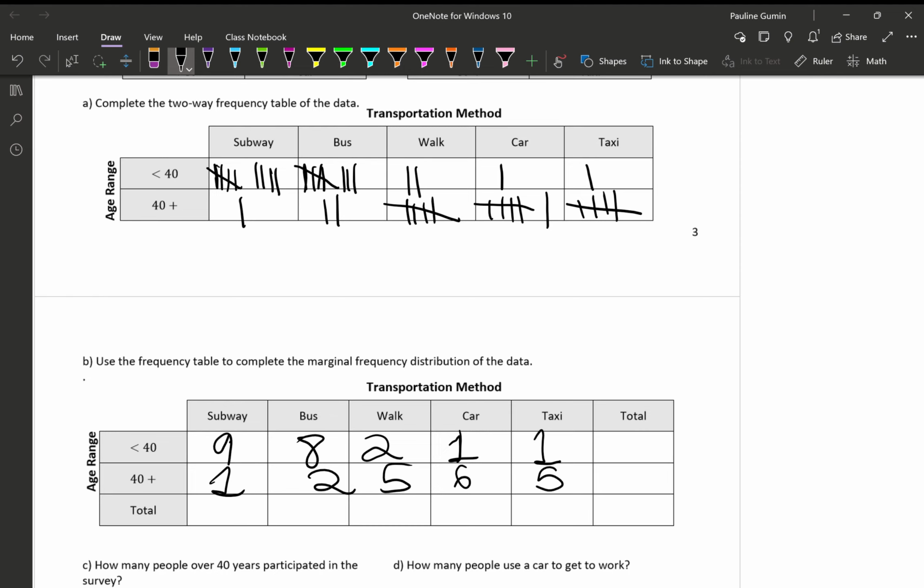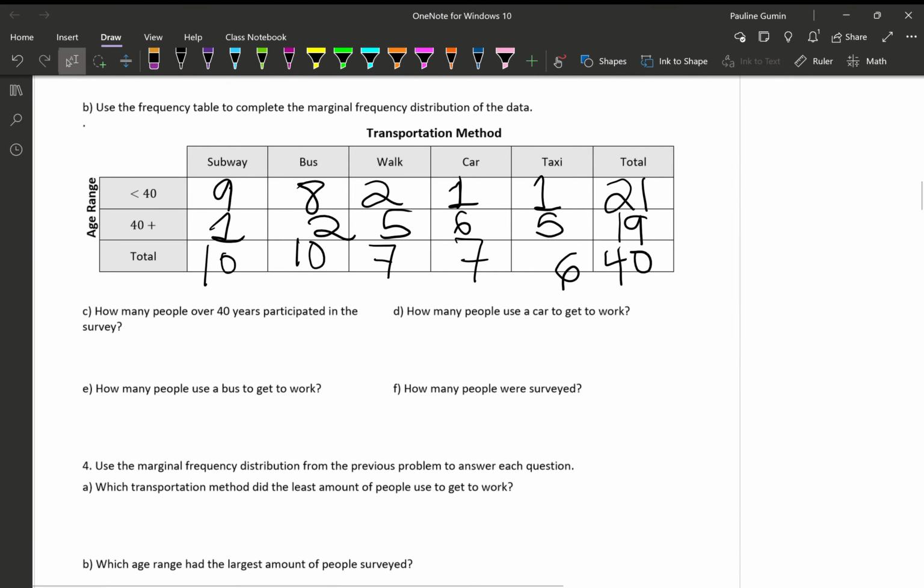Okay, now for totals, again, we're going to use addition because that's an addition word. We're going to add across for the age ranges and then up and down for the transportation methods. All right, first I'm going to see the total of less than 40. So I'm going to do 9 plus 8 plus 2 plus 1 plus 1, 21. 40 plus, I'm going to add 1 plus 2 plus 5 plus 6 plus 5, 19. Now let's add transportations. I'm going to add subway. I'm going to add the buses. I'm going to add the walking, the cars, and the taxi. And then the totals. Perfect. Let's answer some questions.